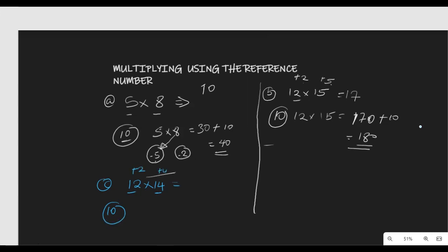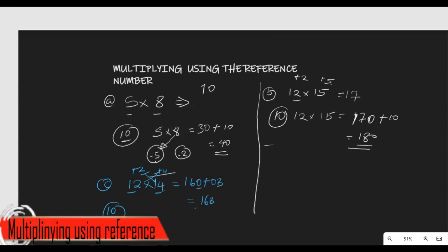Now the thing is that any diagonal can do it. Whether you take this diagonal, 12 plus 4, or you say 2 plus 14, this one gives you 16. Now multiply by 10, which is our reference number, and then add +2 multiplied by +4. That one gives you +8. So what we have here is 168 as our answer.